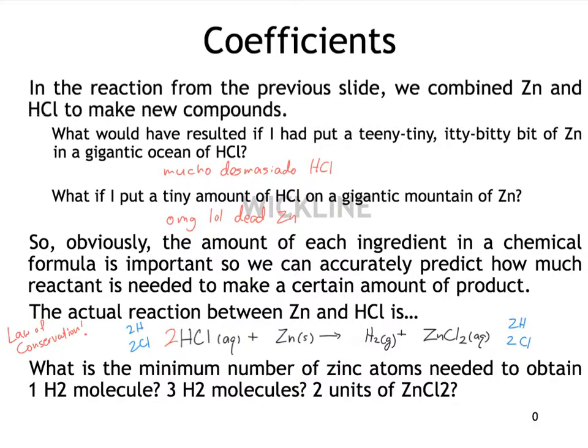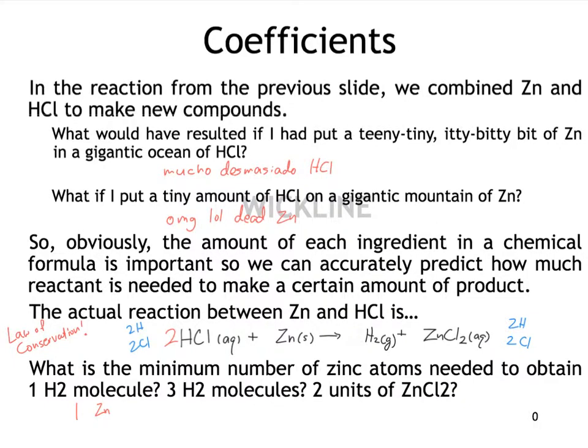Additionally, the use of coefficients in chemistry allows us to make predictions about the amount of products that will be produced through a reaction. For instance, what's the minimum number of zinc atoms needed to obtain 1 hydrogen molecule? So this is a hydrogen molecule, and I apparently needed only 1 zinc atom.